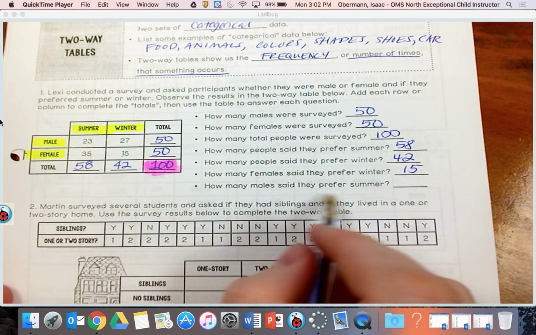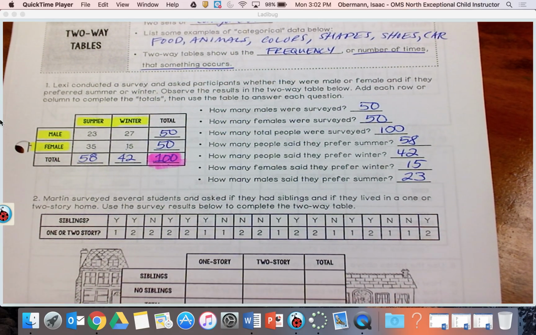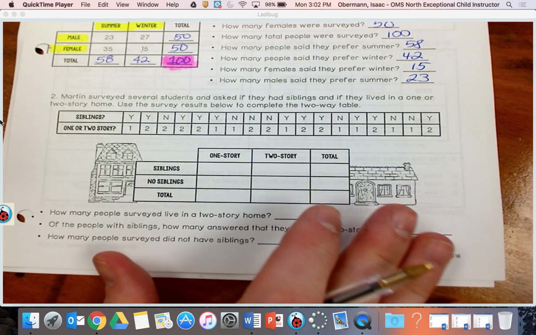And how many males said they prefer summer? That's easy enough, 23. So that's kind of what I'm looking at right there. All right. If I look at number 2, this number 2 is a little bit different.